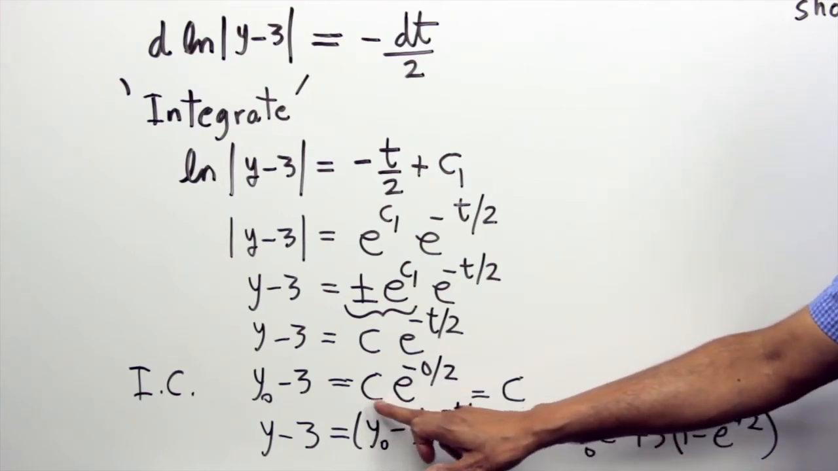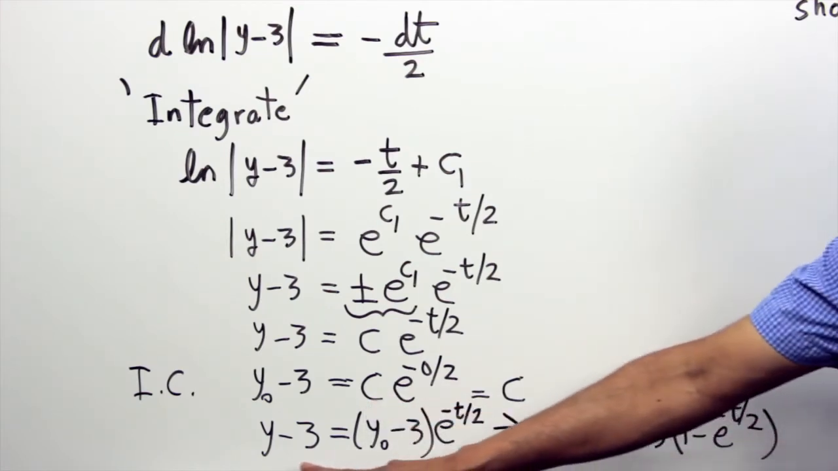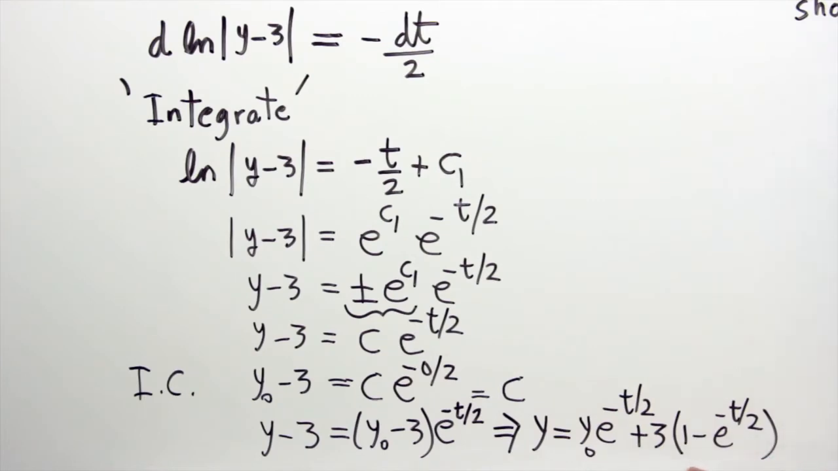We are just replacing c by y0 minus 3, and then we can just rearrange it into this nice clean form that y is equal to y0 e to the minus t over 2 plus 3 times this factor. And this, writing it this way, allows us to interpret the solution in a clean way. The initial condition effect decays by this factor, and this is the solution that it becomes at large times. Remember, this will go away and the solution will become 3.